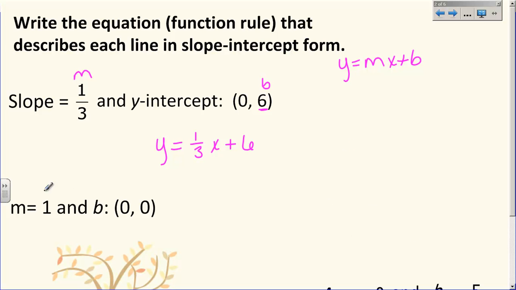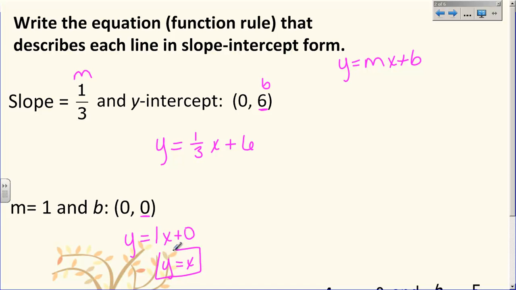So let's do another one. Here I have my slope is 1 and my y-intercept is (0, 0). So my y-intercept is at the origin. It crosses right through the origin of the coordinate plane, right through the center. So this equation in slope-intercept form is going to be y equals, my slope is 1 and my y-intercept is 0, so it becomes 1x plus 0. And if you want to cancel out the stuff that's not important here, I don't have to put the 1 in front of the x. So that just becomes x. And plus 0, adding 0 to anything doesn't change it.